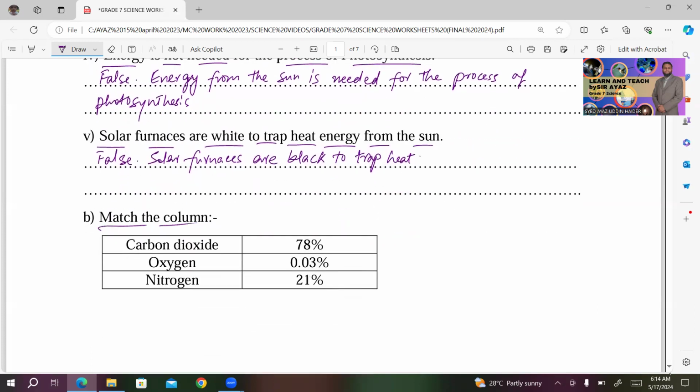Number B, match the column. We have carbon dioxide, oxygen, and nitrogen. The percentage of carbon dioxide in air is 0.03%. So what about oxygen? Oxygen is 21% and nitrogen is 78%.